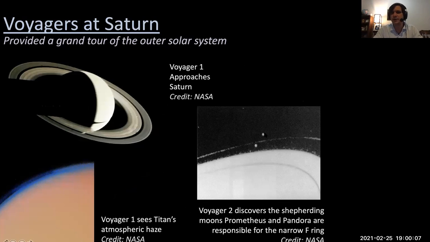We discover these really cool, it was predicted that there are these types of moons called shepherding moons that exist interior and exterior to this very thin ring called the F ring. And we were wondering, why is it so thin? It's predicted that there are these small moons that basically constrain and keep all that ring material bound between the orbits of those moons. So we have the two shepherding moons, Prometheus and Pandora, discovered during the Voyager mission.